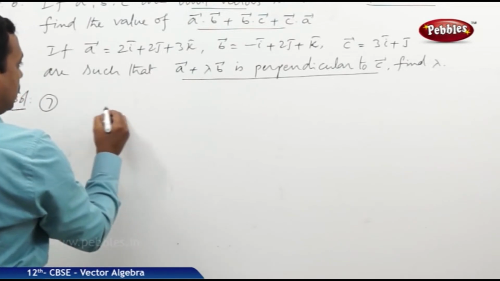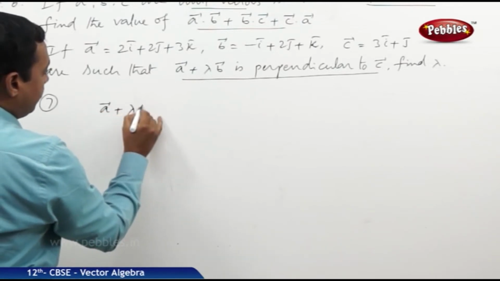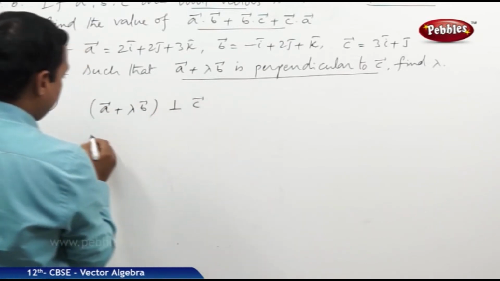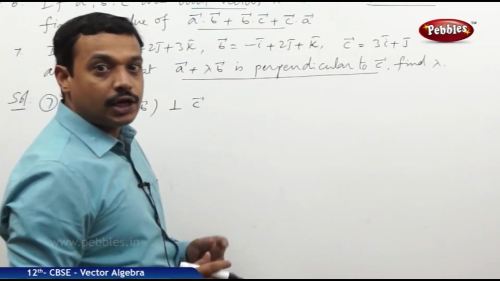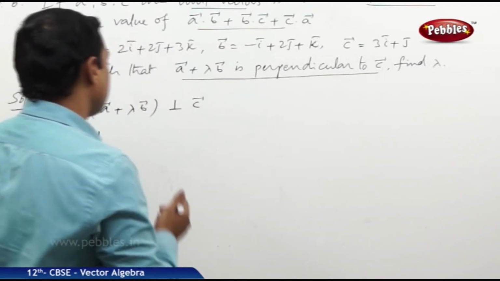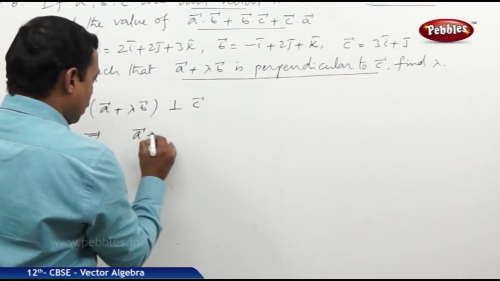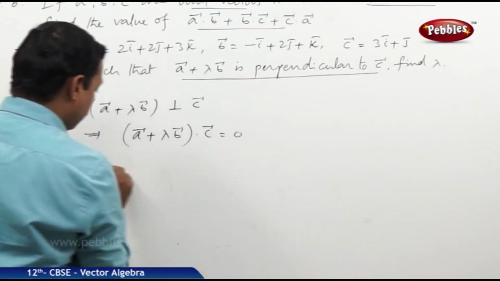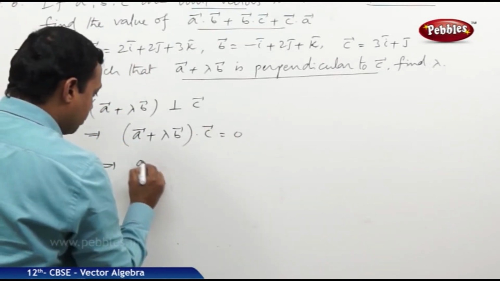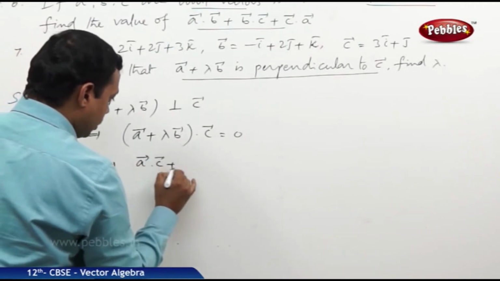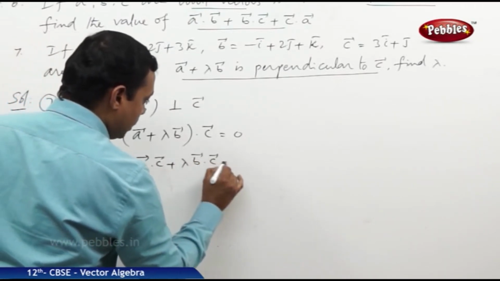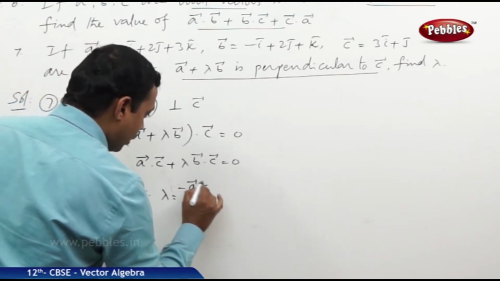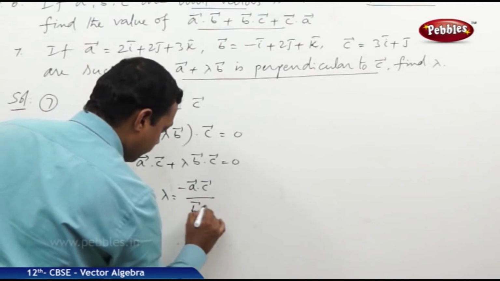Now, given A plus lambda B is perpendicular to C vector. If two vectors are perpendicular to each other, then the dot product is equal to 0. So (A plus lambda B) dot C is equal to 0. By the distributive law, it is A dot C plus lambda into B dot C is equal to 0. From this, lambda is equal to minus A dot C by B dot C.